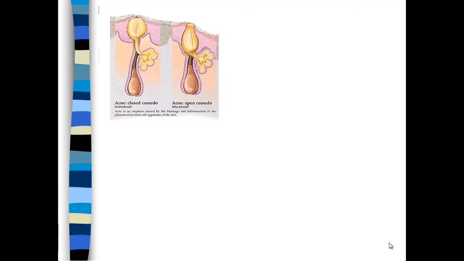The figure on the left is what's called a white head. It's a closed comedo, and the figure on the right is a black head, an open comedo. The difference is just that the black head is open, so some of the components of the pustule are oxidized, and it turns the top of that pustule black.